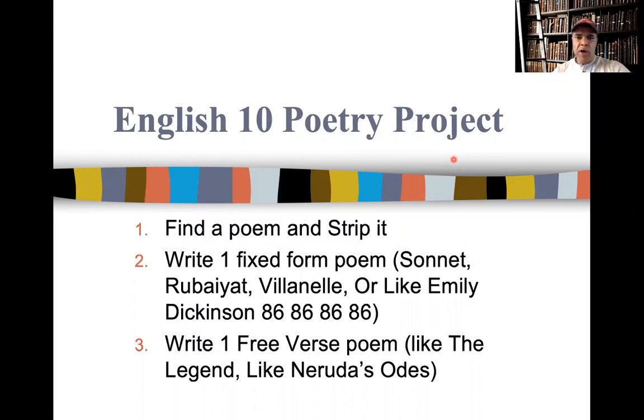Second, write one fixed form poem. So that will be something like a sonnet, a rubaiyat, a villanelle, or kind of like Emily Dickinson, using the poems that we've read and looked at as the basis for one kind of fixed or structured poem. And third, write a free verse poem. So something like The Legend or one of the Neruda Odes or something like that.